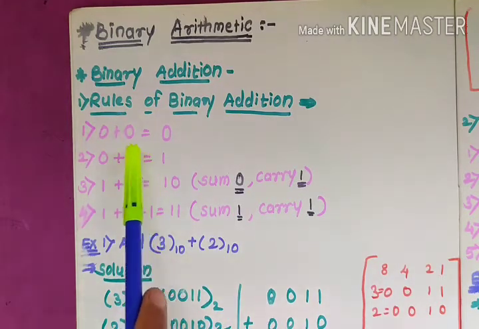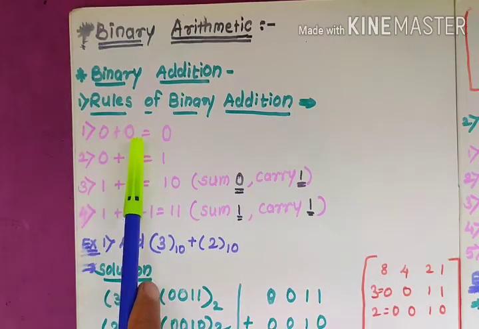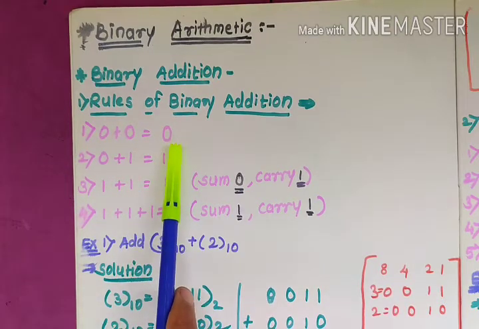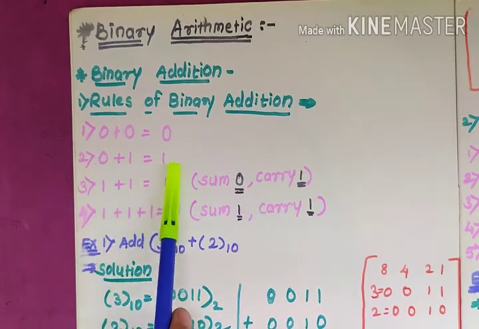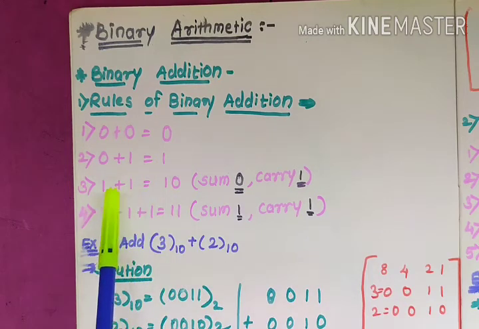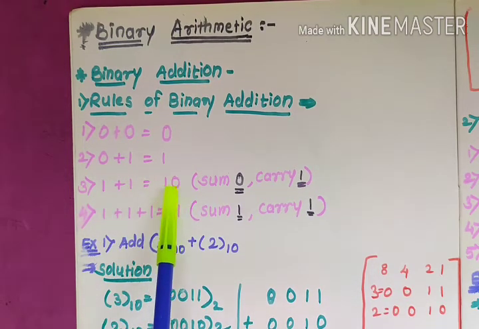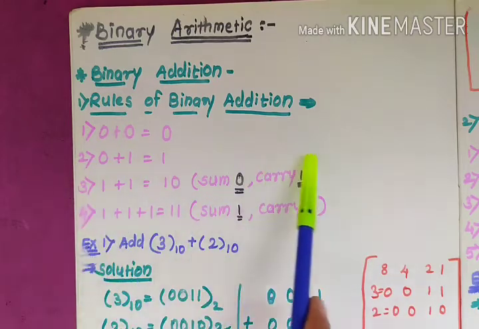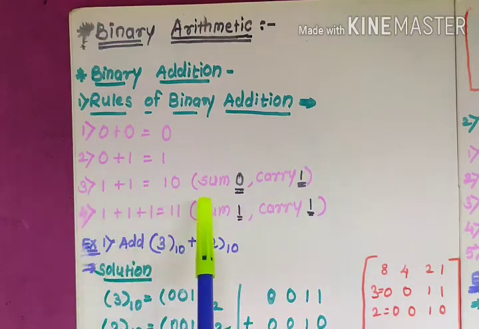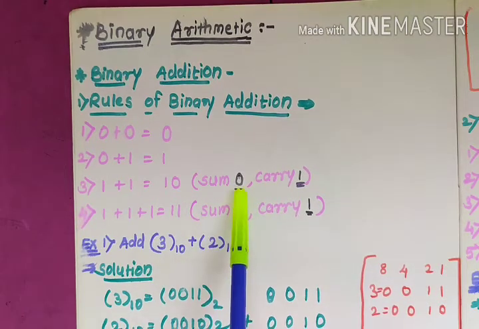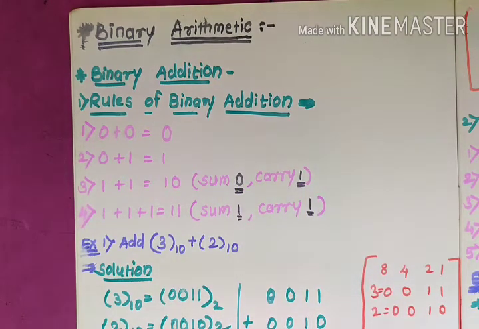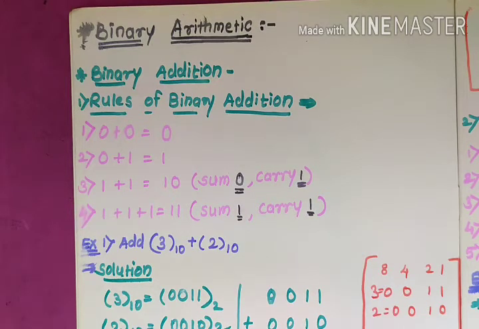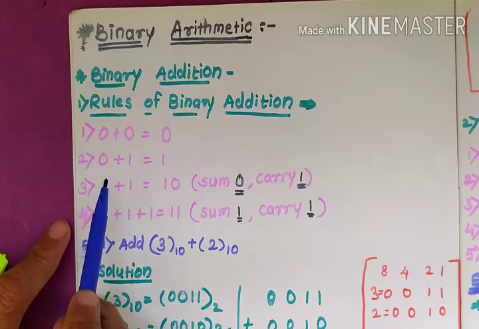Now the first rule for binary addition is 0 plus 0 is equal to 0, 0 plus 1 is equal to 1, 1 plus 1 is equal to 10. Now student, some of you can ask me, madam, how is it 10? Sum 0 carry 1.